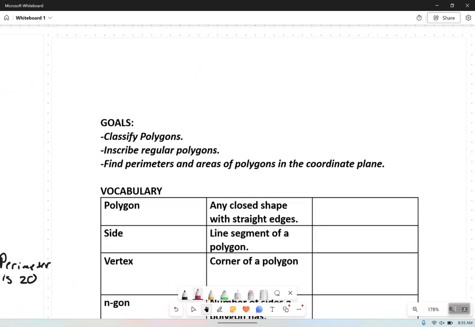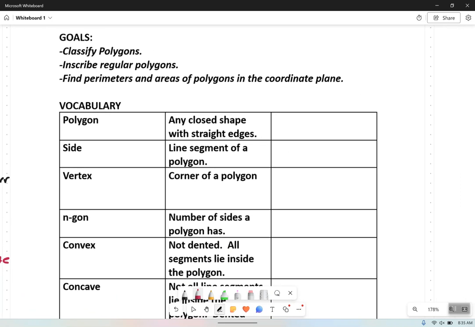So, guys, some goals today. Looking at classifying polygons. What's a polygon, kids? Any closed shape with straight edges. Very good explanation there. I love that. Haley, pretty sharp today. We're going to inscribe some regular polygons. Inscribe regular polygons. We're going to look at finding perimeters and areas of polygons in the coordinate plane.